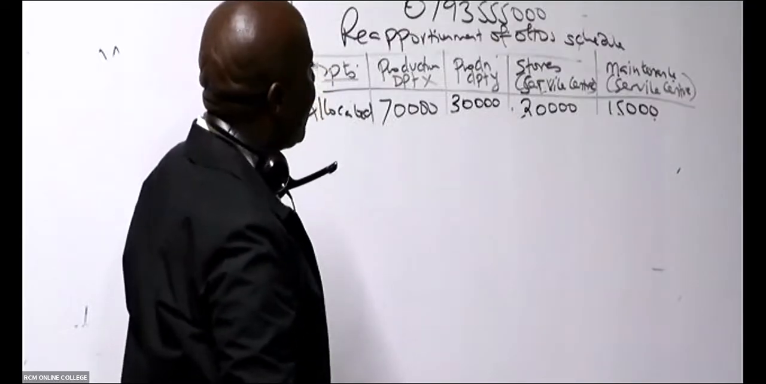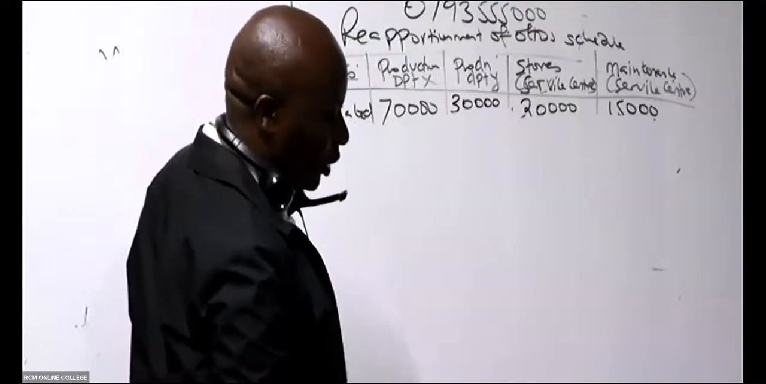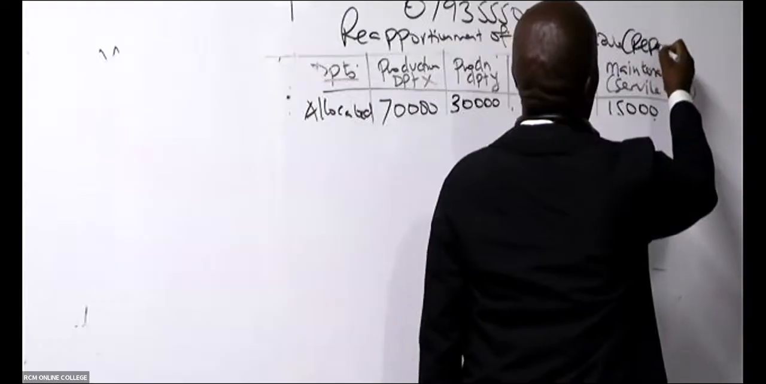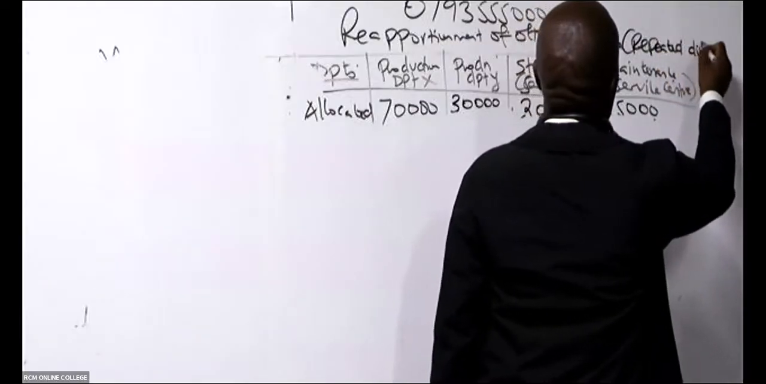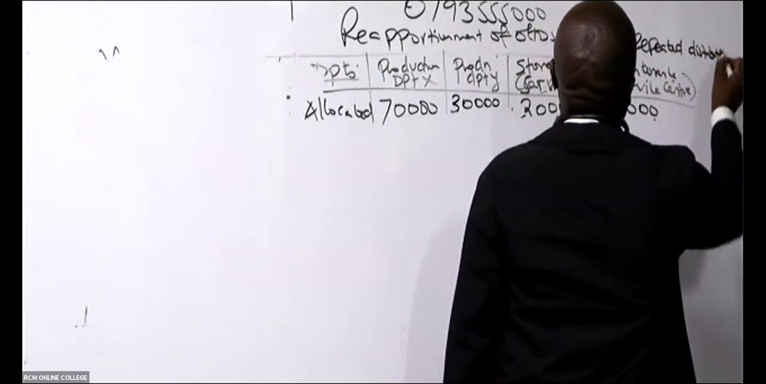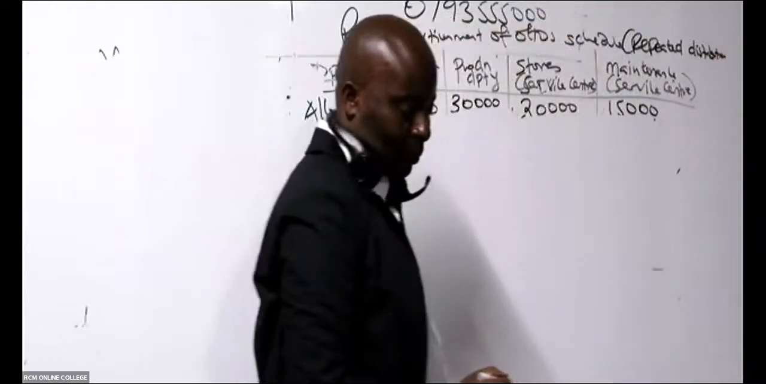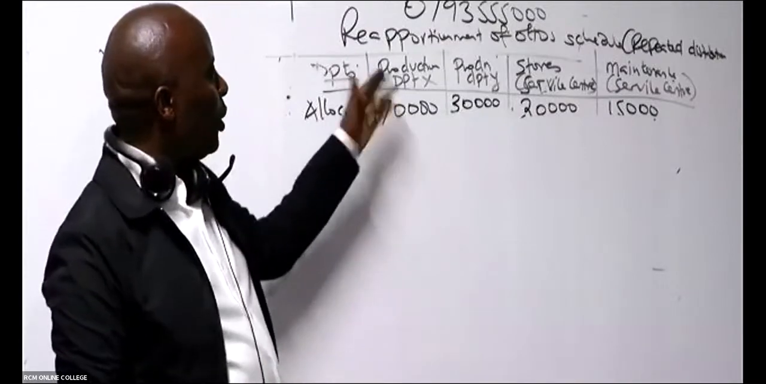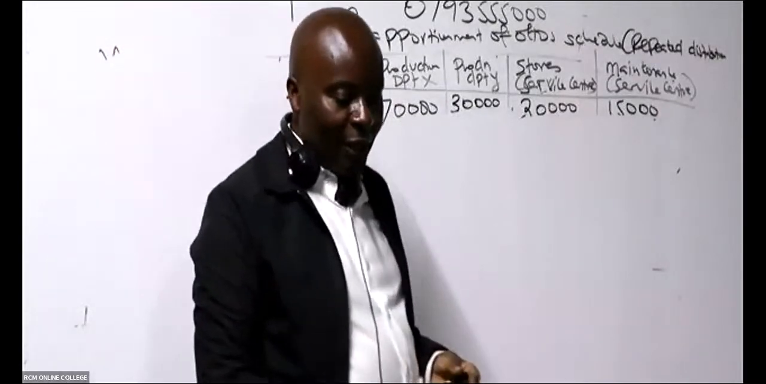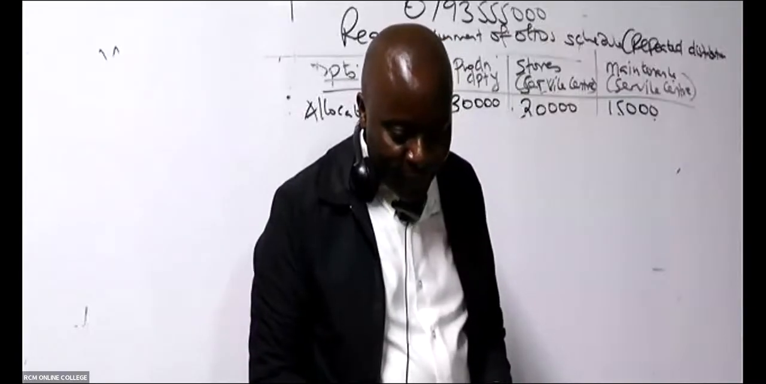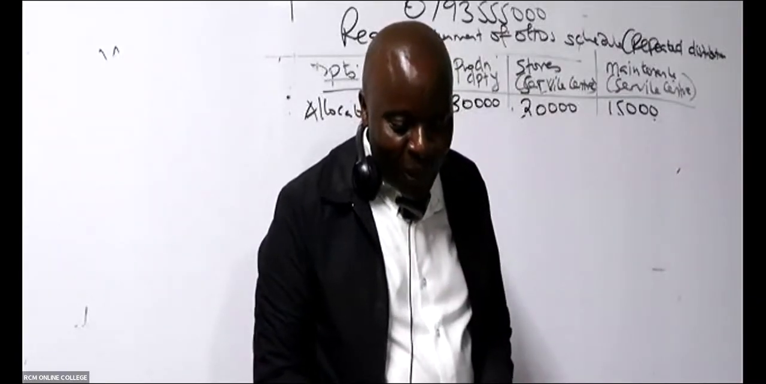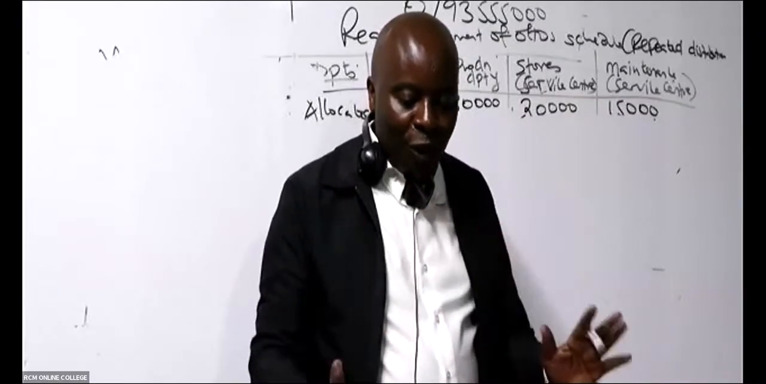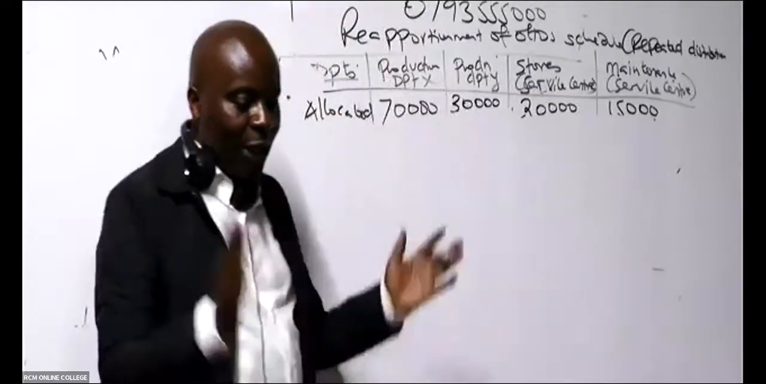So in this case, reapportionment of overhead schedule, and we're using the repeated distribution method. Copy the whole table the way I've done it, the ninja way. Thank you so much, George. Is there any standard format for this? No. You choose this as you wish. There's no standard format.